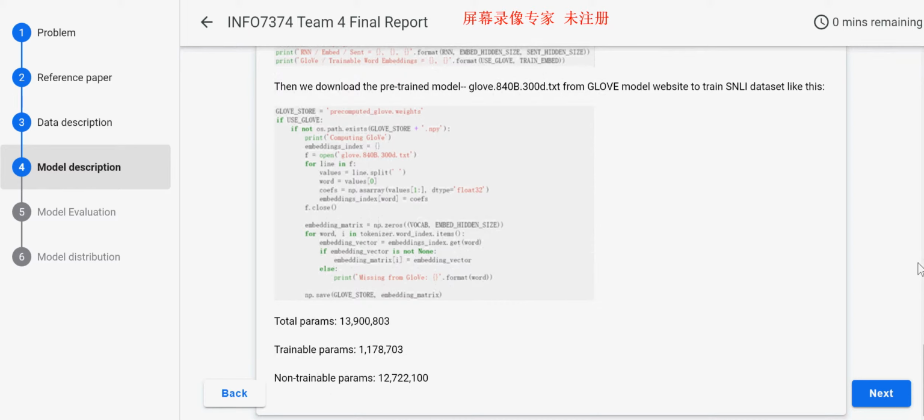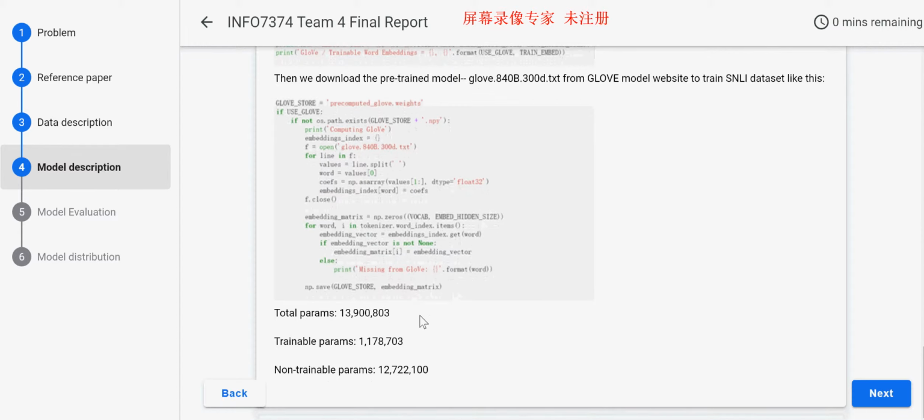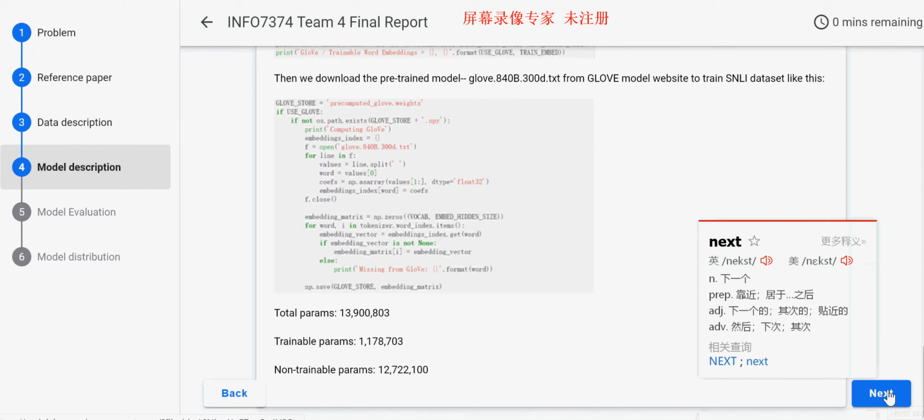Then we download the pre-trained model, the GloVe 840B 300 dimension text, from the GloVe model website to train on this dataset. So we have total parameters of over 13 million, including trainable parameters of over 1 million and non-trainable parameters of 12 million.